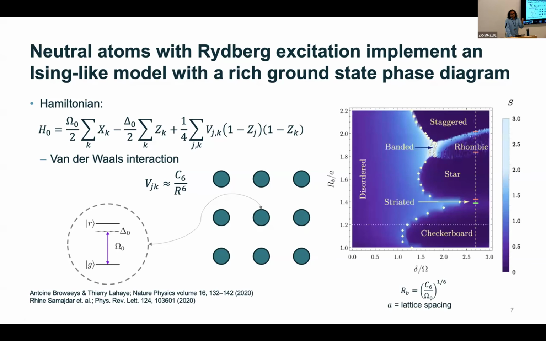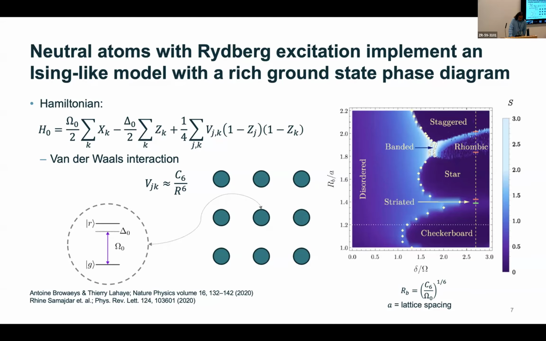This particular thing, as I said, has a rich phase diagram. So this paper here found the phase diagram of this particular thing on a square lattice, and there were very interesting phases from a disordered phase to checkerboard phase, striated phase, star phase, etc. And these phase transitions are very interesting to study, and we will take a look at some of these from our experimental results.